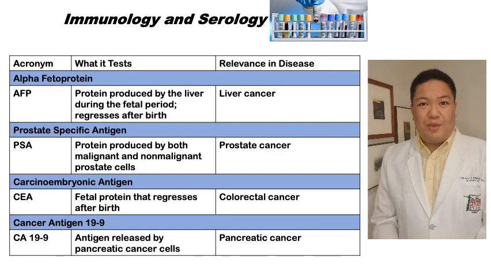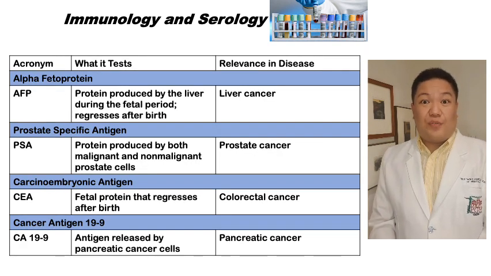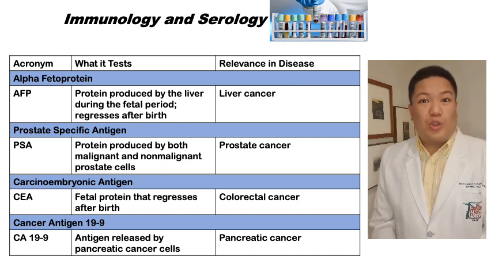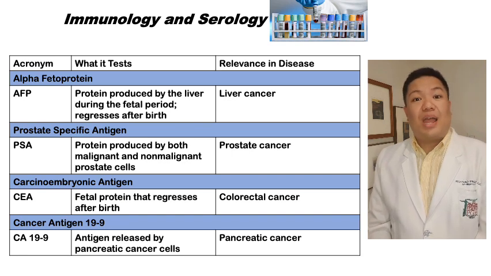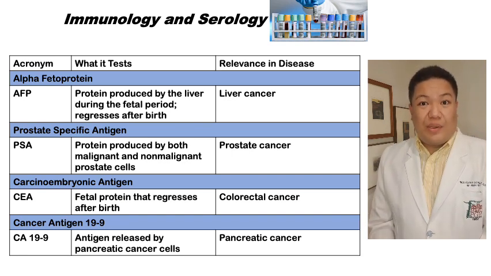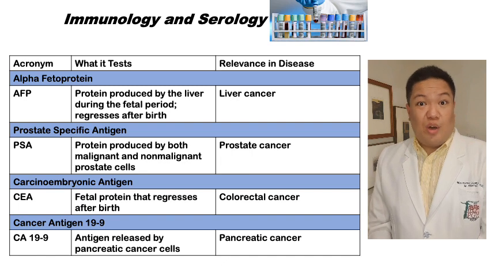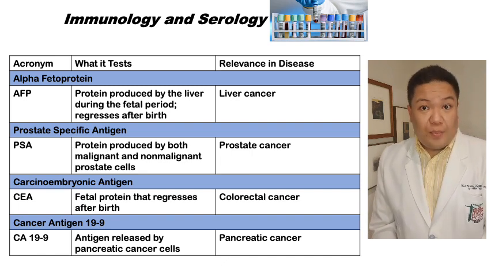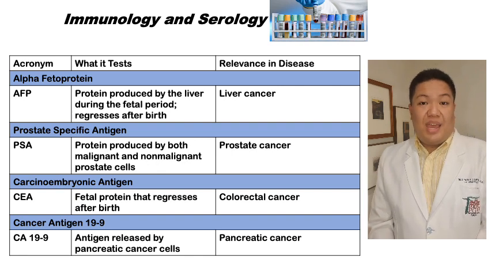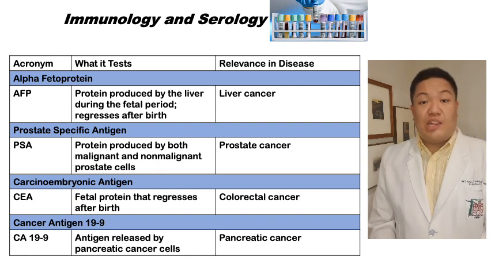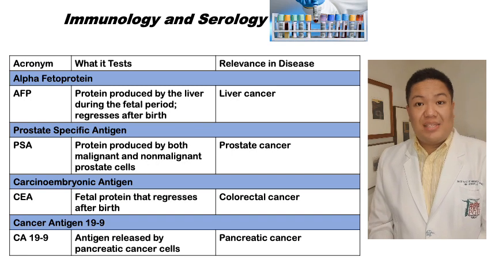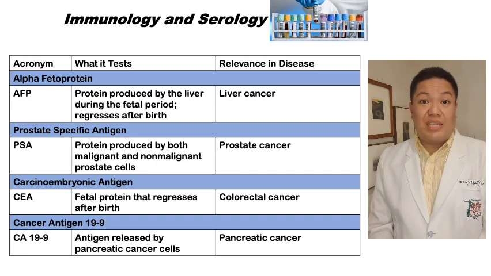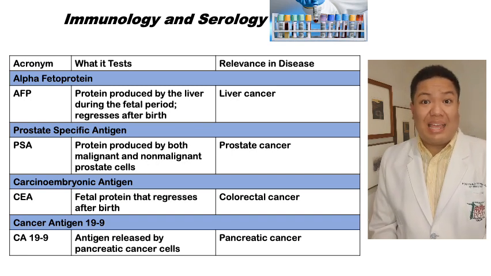It is also at the immunology lab where we can request for the various tumor markers, and these are some of the more common tumor markers that we can request. First is AFP or alpha-fetoprotein, which we request for suspicion of liver cancer. PSA or the prostate-specific antigen for prostate cancer. CEA or carcinoembryonic antigen for colorectal cancer, and CA19-9, which is useful for pancreatic cancer.